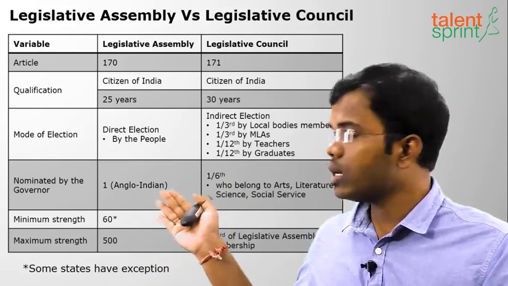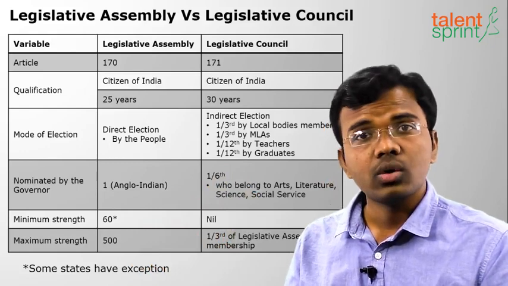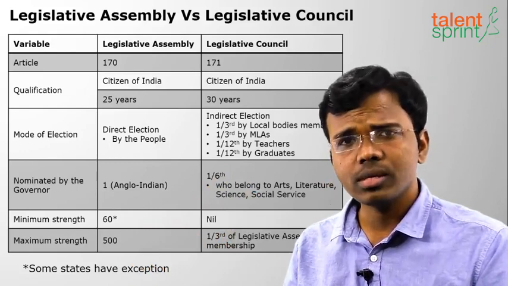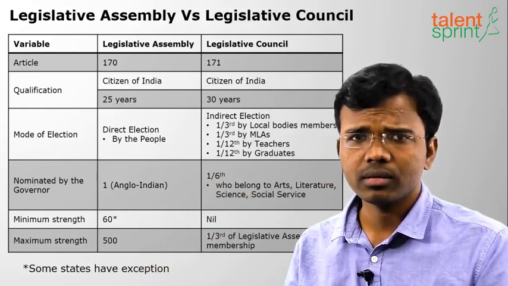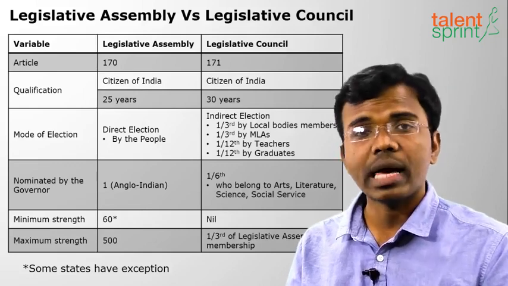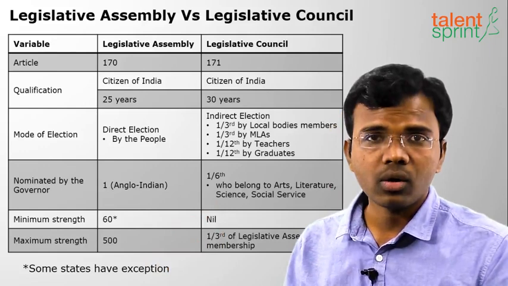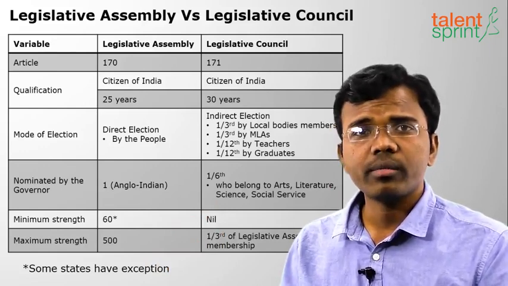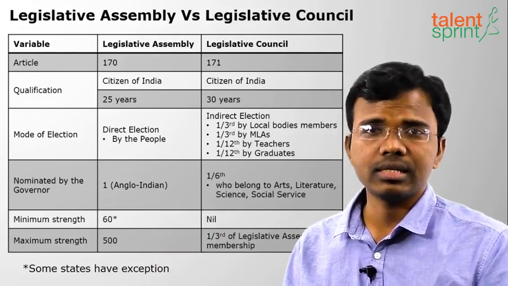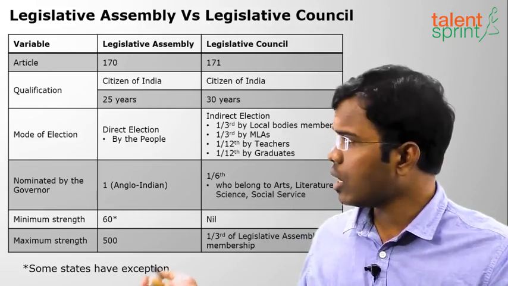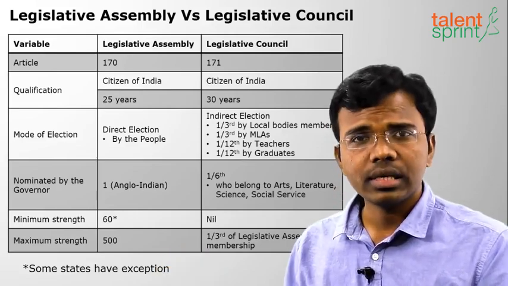And one Anglo-Indian is nominated by the governor to the assembly. How many to Lok Sabha? Do you remember? Two Anglo-Indians for Lok Sabha by the president. Here only one Anglo-Indian is nominated by the governor to the state legislative assembly. And how many are nominated for the legislative council?